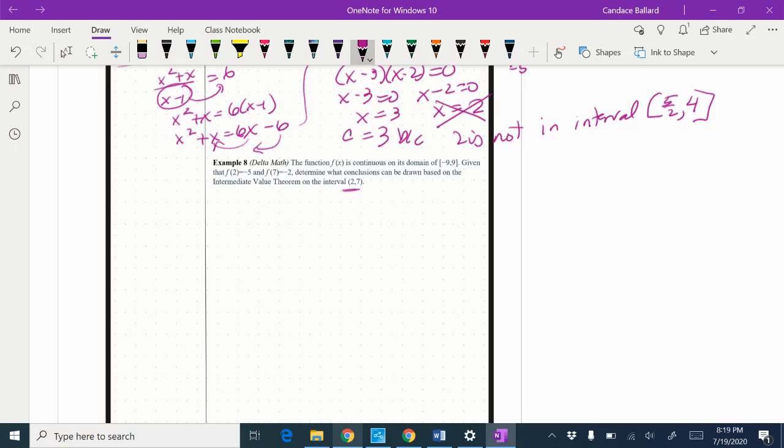So we basically need to state that it's continuous. So we would say since f of x is continuous, and you'll have to put that word in there because they gave it to us, on whatever domain they give us, the IVT can be applied.